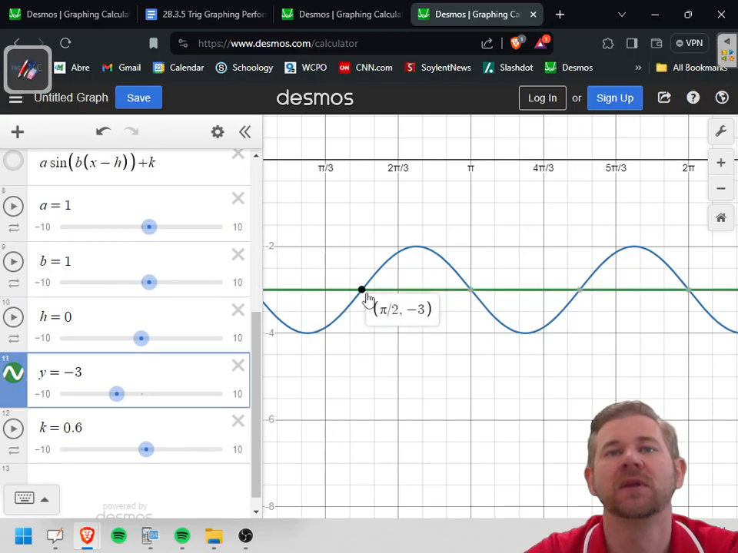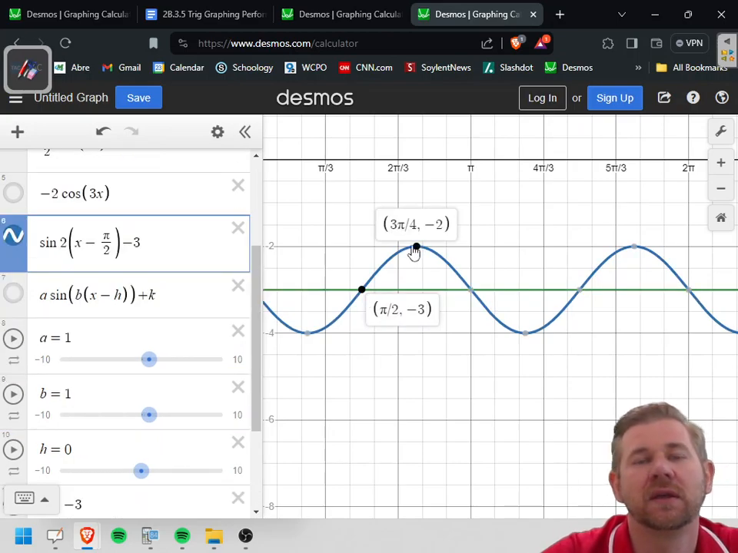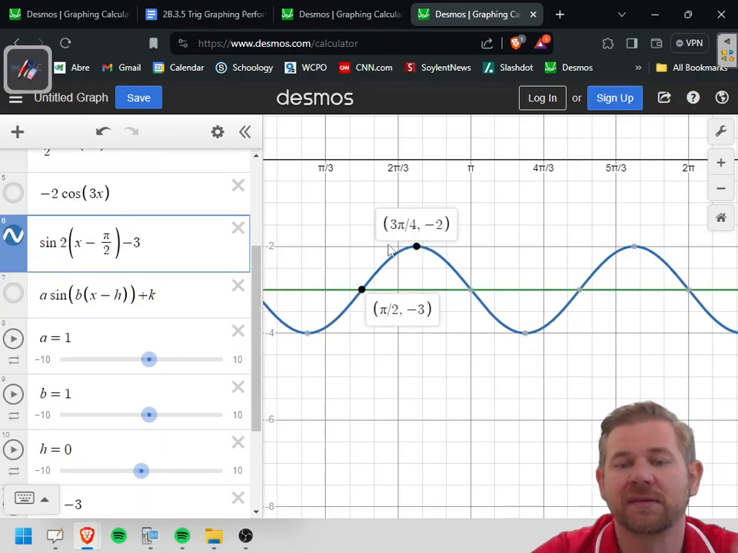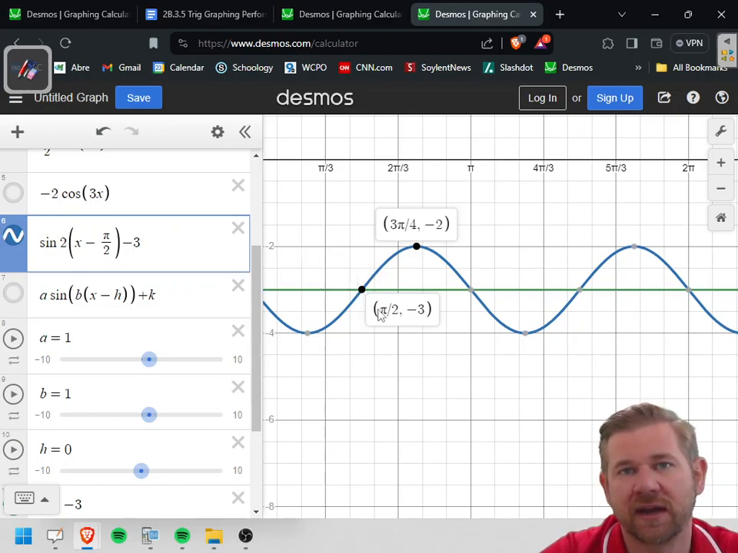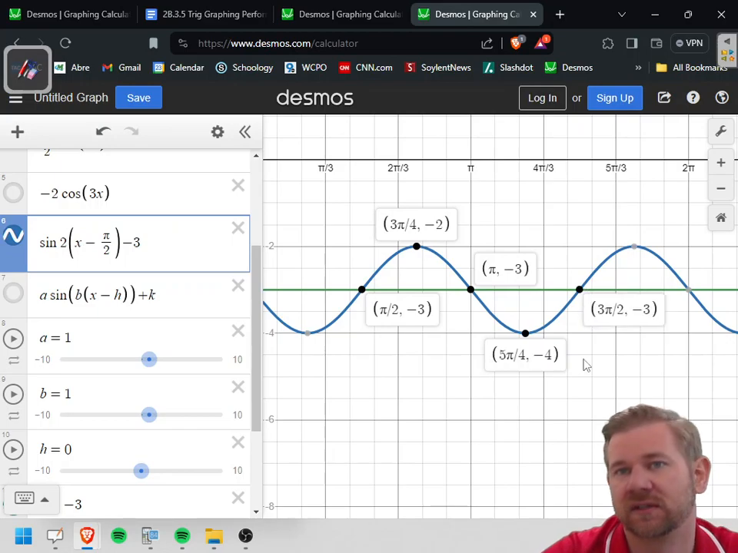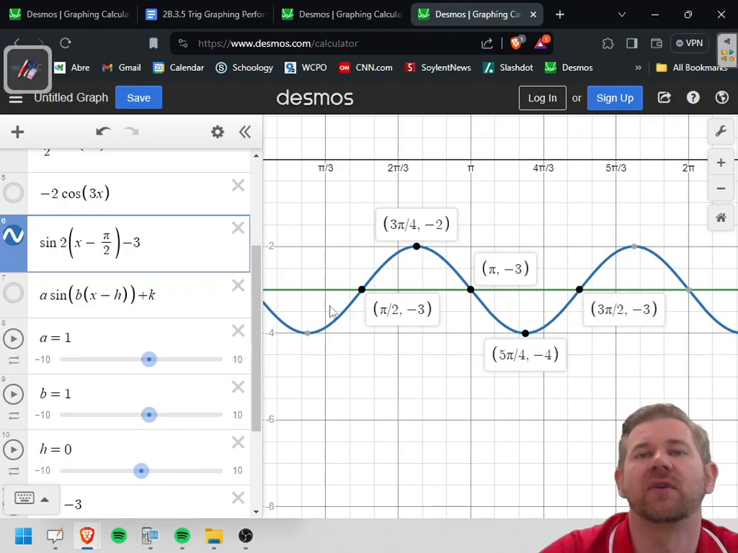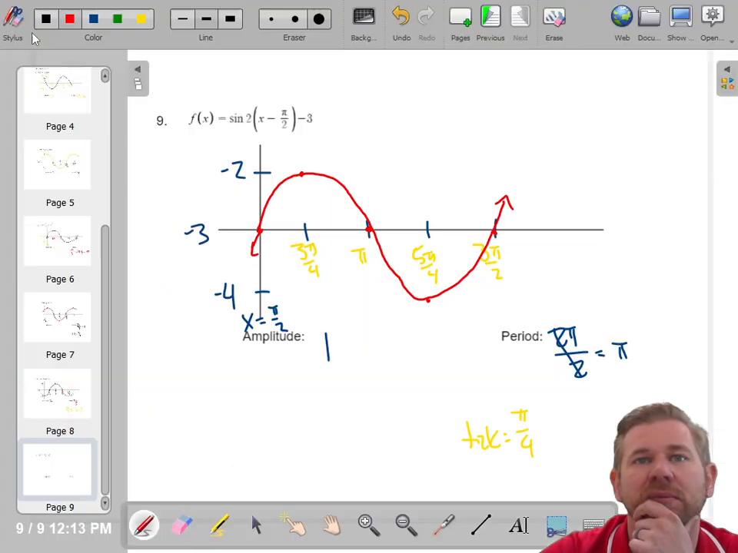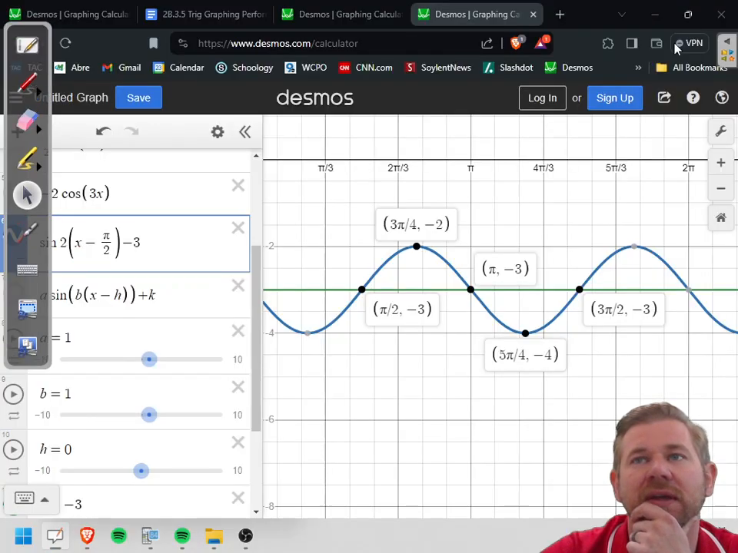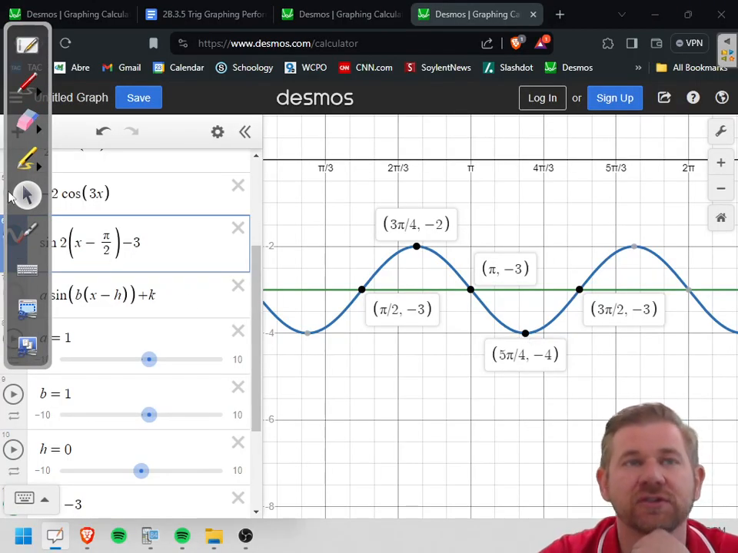Now we're good. Start at pi over 2. This is, remember, you're counting by pi over 4. So 2 over 4 is 1/2. 3 over 4, 4 over 4, 5 over 4, and 6 over 4. So those are the 5 points that we're drawing. How'd I do? At -2, down here to -4, looks good.